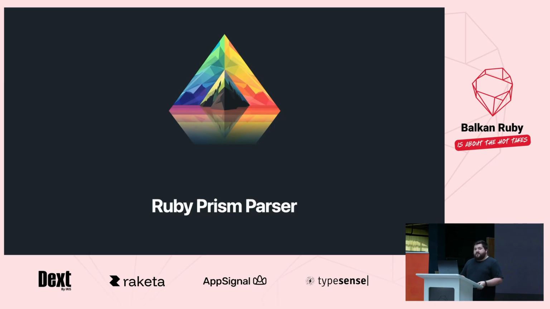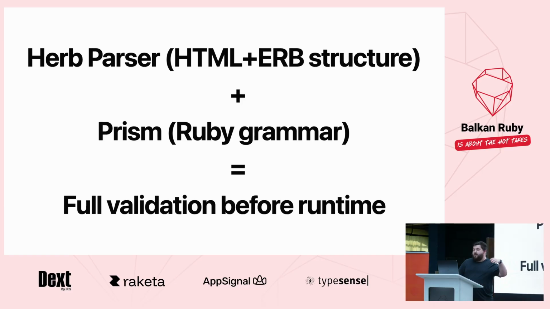And this all became possible because the Ruby Prism parser is a thing now. So in combination, we can take our new Herb parser to detect the HTML ERB structure, and we can take our Prism parser to check the Ruby grammar. And that gives us pretty much a full validation before we even try to run our code.